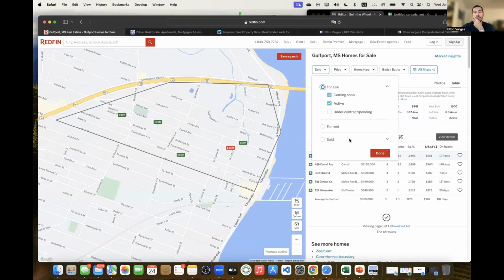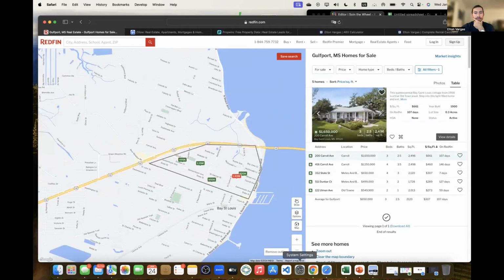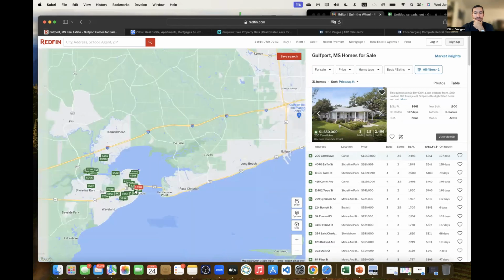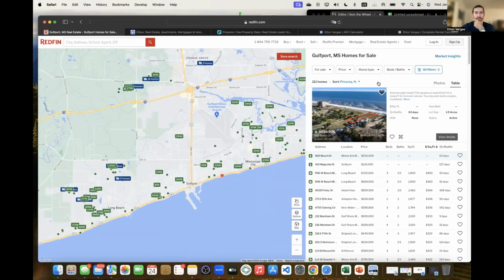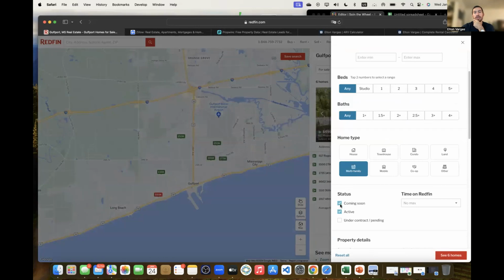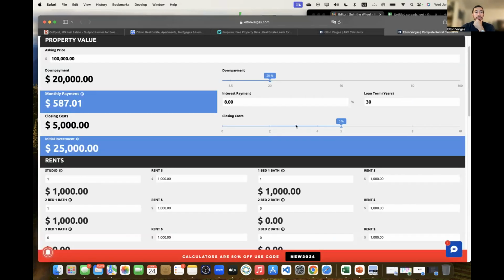Now let's look for a property that could become a good rental property. Our city was Gulfport. So let me look for a multi-family home, because I want to use the example of the other one. And let me see how many multi-family homes I can look at. As a multi-family home, it's more about the numbers. So that's where we're going to go through the numbers.